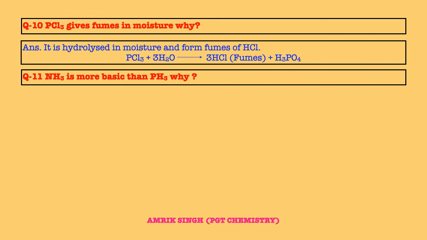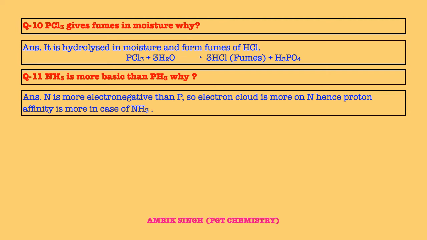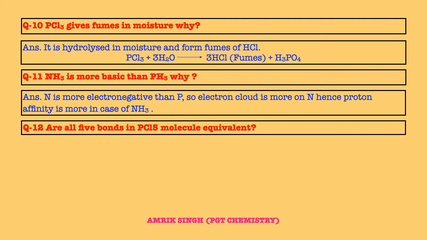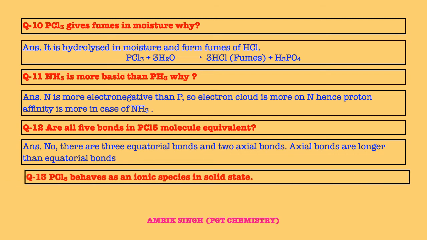Question number 11. NH3 is more basic than PH3. N is more electronegative than P, so electron cloud is more on N. Hence, proton affinity is more in case of NH3. Now, are all the 5 bonds in PCl5 molecule equivalent? No, there are 3 equatorial bonds and 2 axial bonds. Axial bonds are longer than equatorial bonds. This structure of PCl5 is studied in class 11 in chapter chemical bonding.